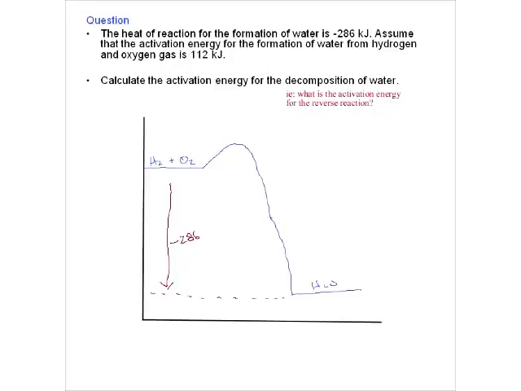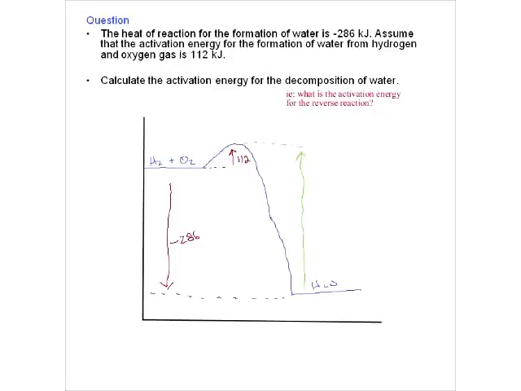Okay, and it says the activation energy for the formation of water is 112. So they just told us how big this bump is. This bump right here is 112 kilojoules. The question's saying we want to calculate the activation energy for the decomposition or the breakdown of water. And what they're really saying is, well, what's the activation energy for the reverse reaction? And if I want to go in the reverse direction, I have to get up over that hump right there.